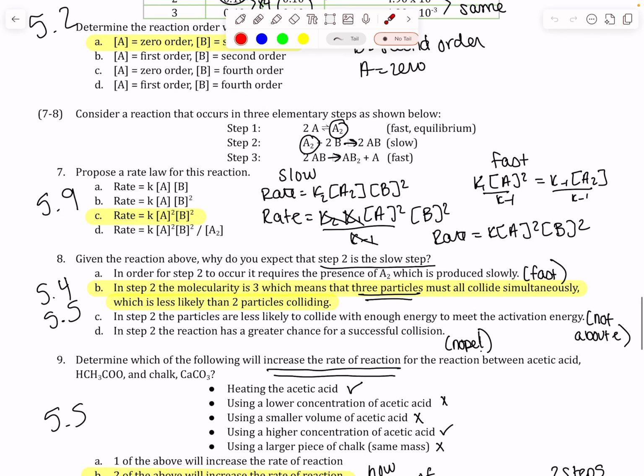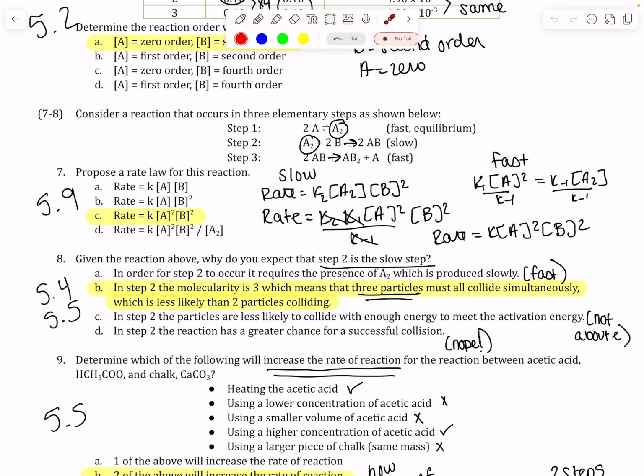Number 8 says, given that reaction above, why do you expect that step 2 is the slow step? And this is a question that on an FRQ could be your justification, right? Like this would be a great FRQ question to first have you do the math and show the work and get that, and then justify why. Why would that step be slow? So this is a great example for you to look at in terms of wording for justification.